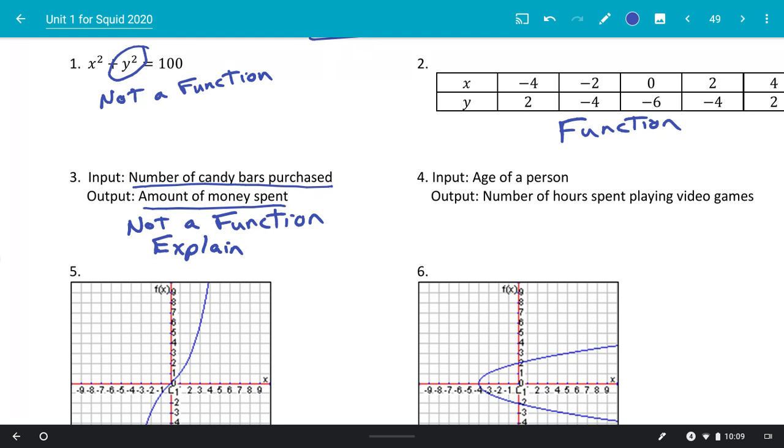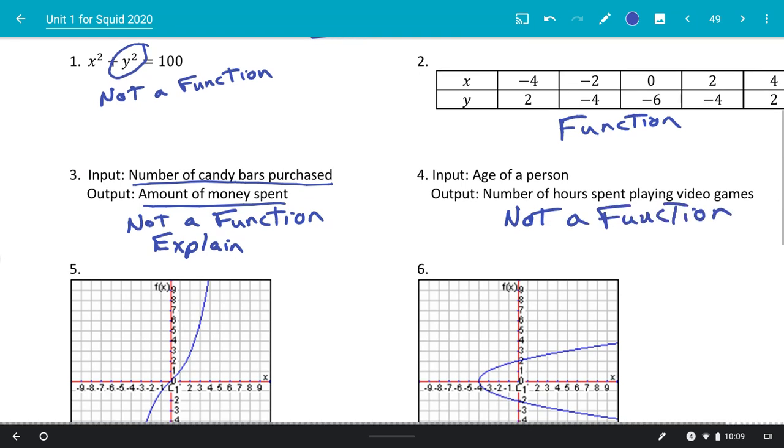Number 4, input a person, age of a person, output number of hours spent playing video games. Well, I'm 46 years old, and I've spent about 12 hours playing video games. And my buddy's 46 years old, and he spent millions of hours playing video games. So the age has nothing to do with it, therefore it is not a function.